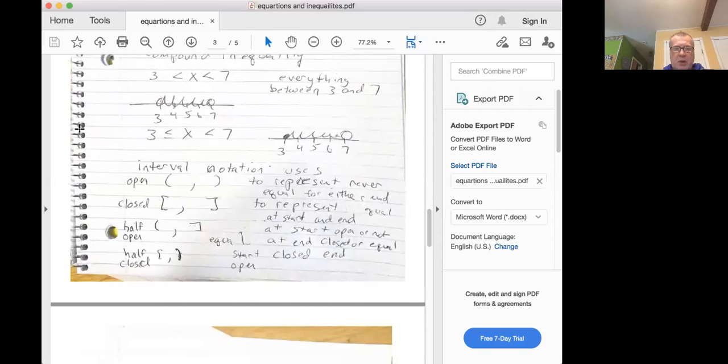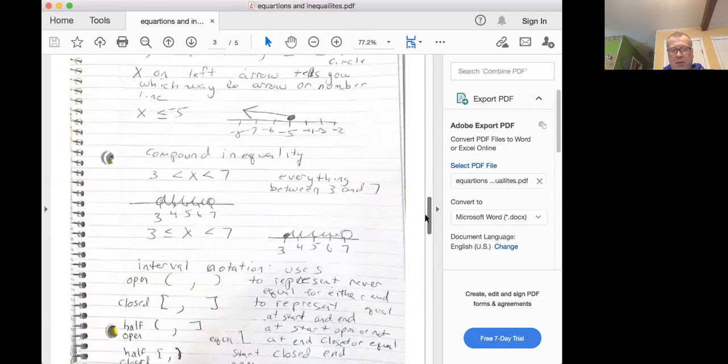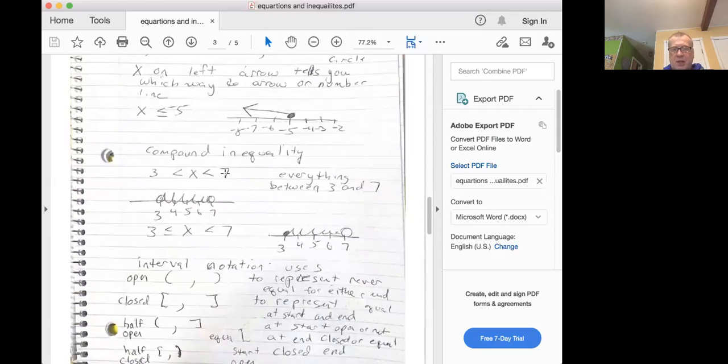For this, we'd have a parenthesis, whoops, went too far, hang on. For this one, where 3 is less than x is less than 7, we'd have a parenthesis at both 3 and 7 because it doesn't include those. So it looks like the ordered pair (3, 7), but it's not. It's 3 comma 7. And in the context that it's in, it's the interval between 3 and 7. For this one, we have a bracket at 3 and a parenthesis at 7.